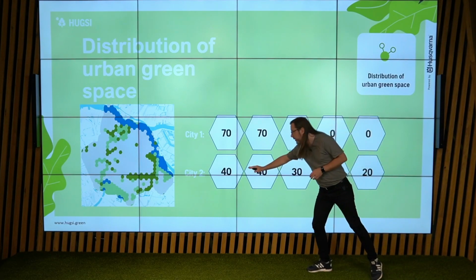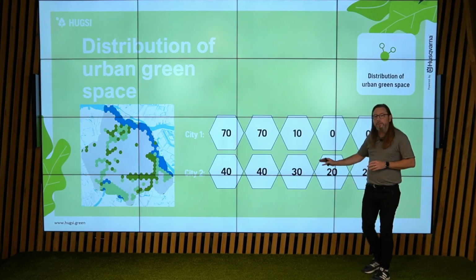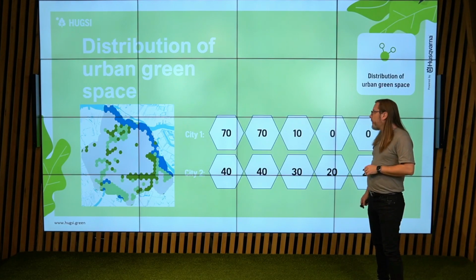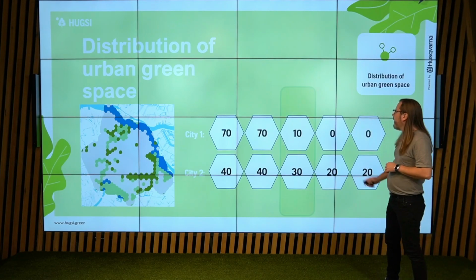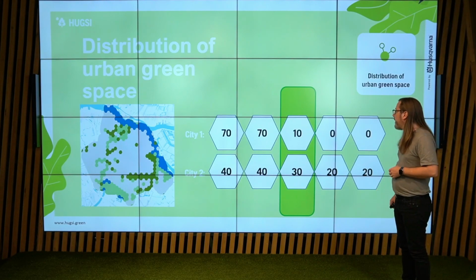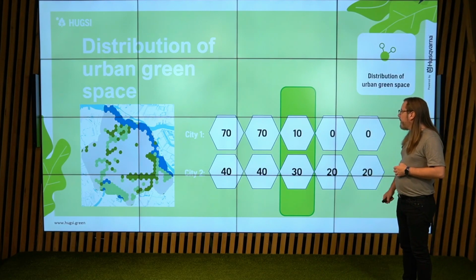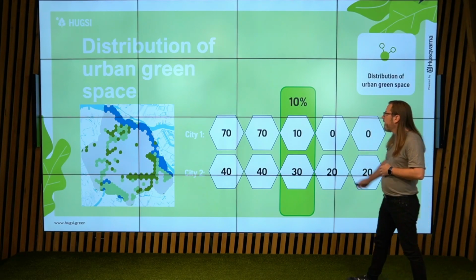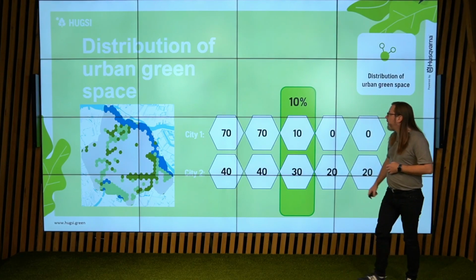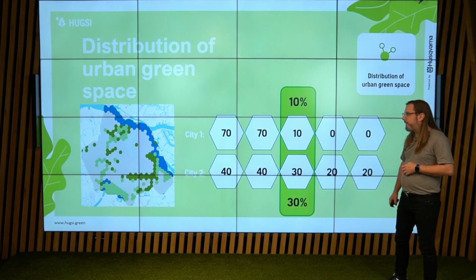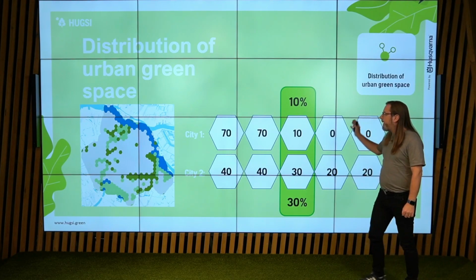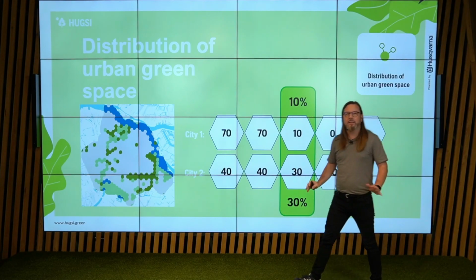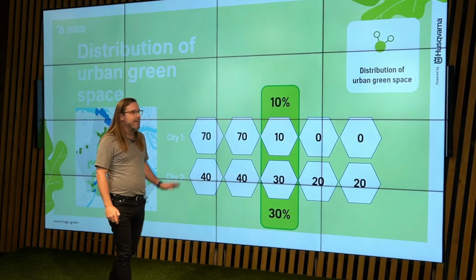Then we have city number 2, where we can see lower numbers, but still all hexagons have a number. And what we do, we put them out on a line, and then we take the median value. So the median of this indicates the distribution of the green in the city. So for city number 1, the number is 10%. For city number 2, it's 30%. So that's how we can convert this graphical representation into a number that we can actually use in the statistics.